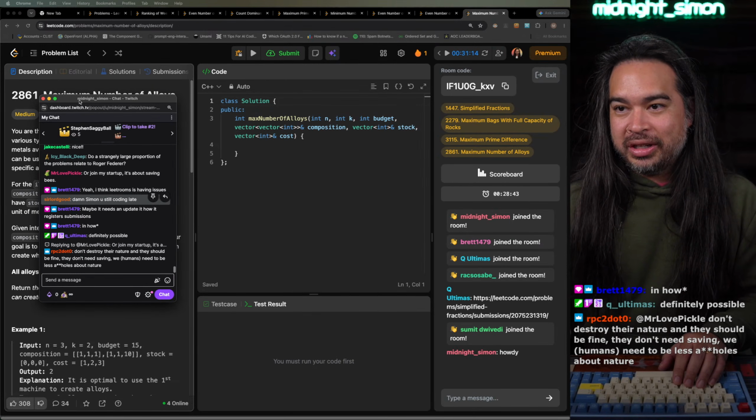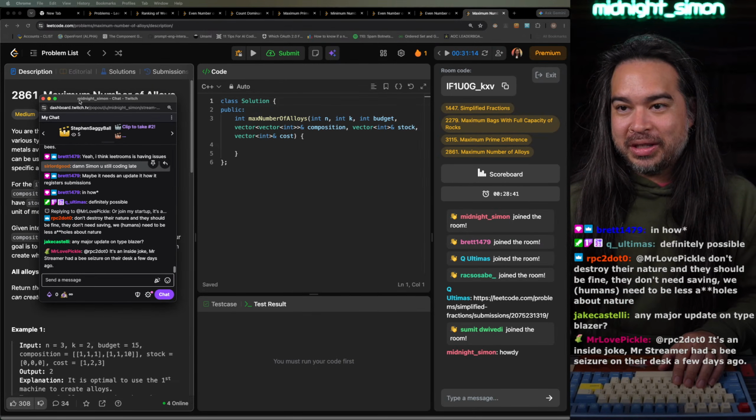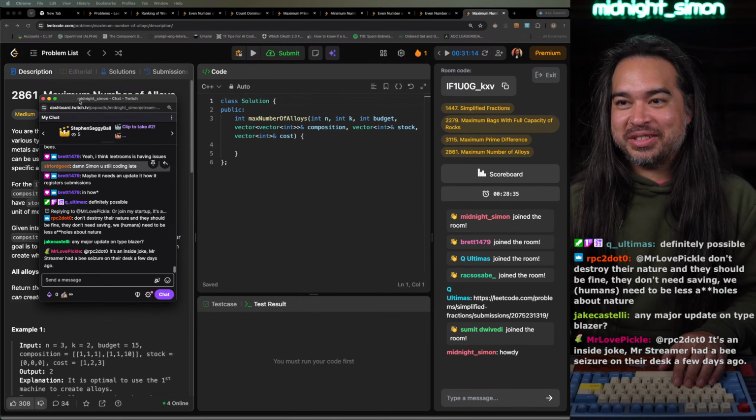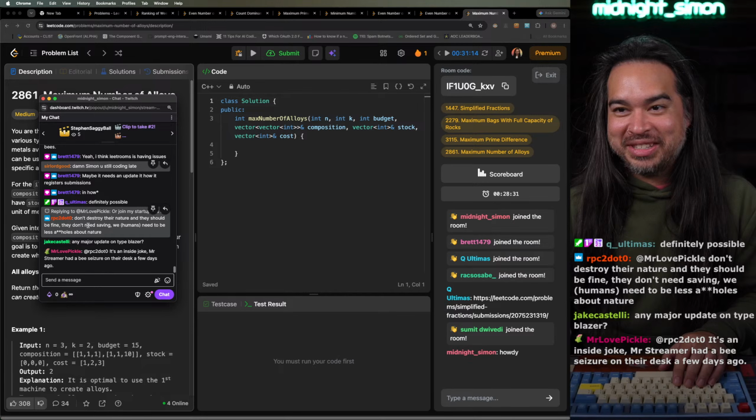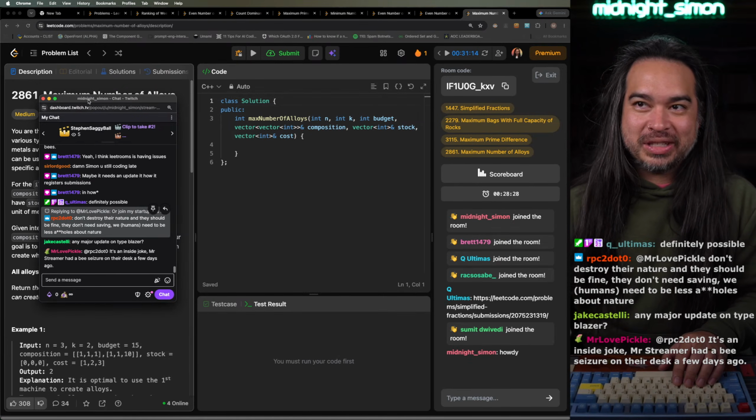Don't destroy their nature, and they should be fine. They don't need saving. We humans need to be less assholes about nature. What? RPC 2.0. What's happening?